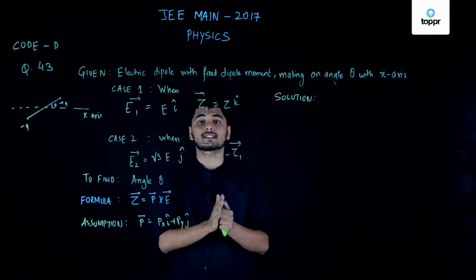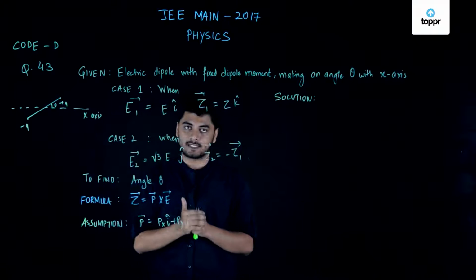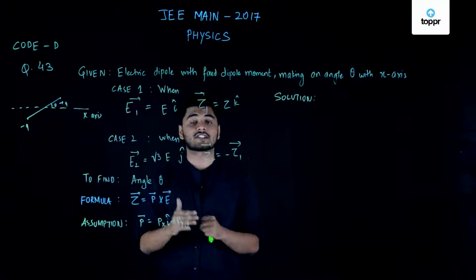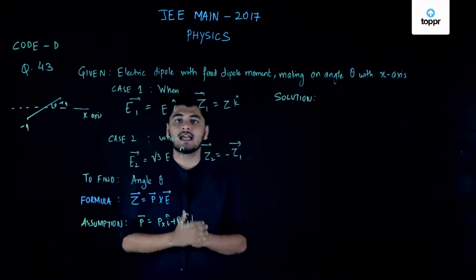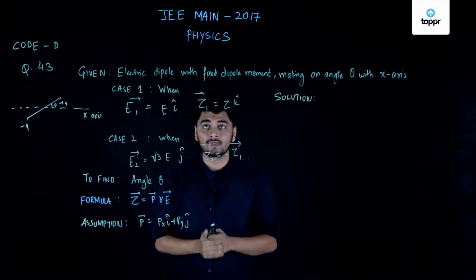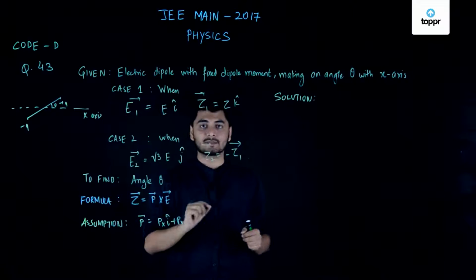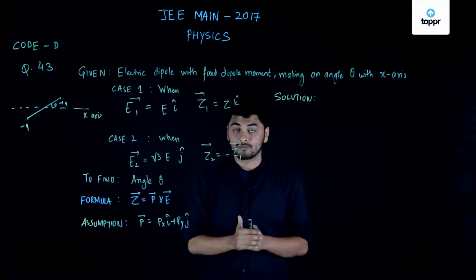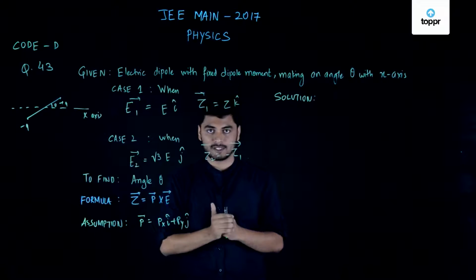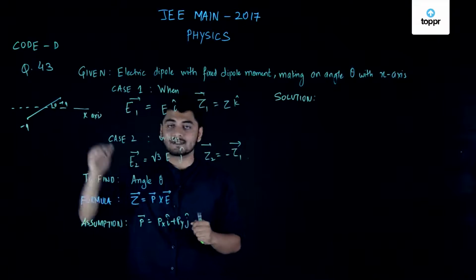Now there are two cases to which this dipole has been subjected, two different cases of electric fields. In the first case, the electric field is along the x-axis and its value is E i cap. In that case, the torque experienced by this electric dipole is equal to tau k cap. This is the first case.